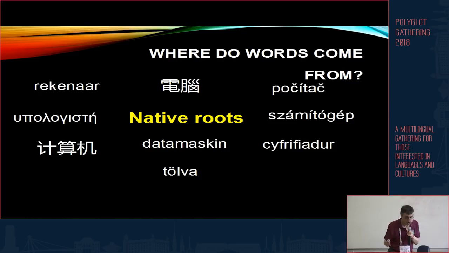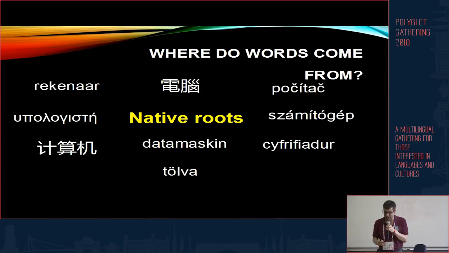How about this one? Hungarian. How do you pronounce that one? Yeah, something like that. And then Cyfrifiadur, exactly. Cyfrif in Welsh means to count. Iadur is a suffix that means something that does something, so a thing that counts. And then tölva. Icelandic, exactly. It's from two Icelandic words. Tala, to count, and völva, the prophetess. That's my favorite, the prophetess that counts.